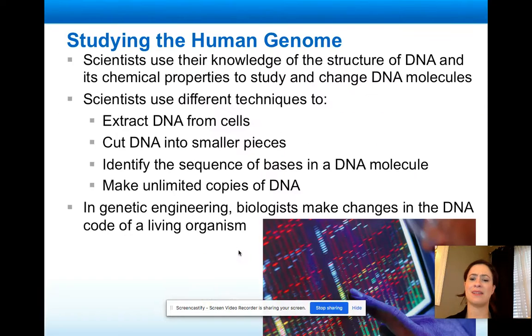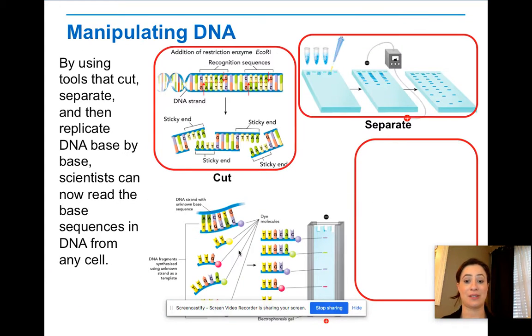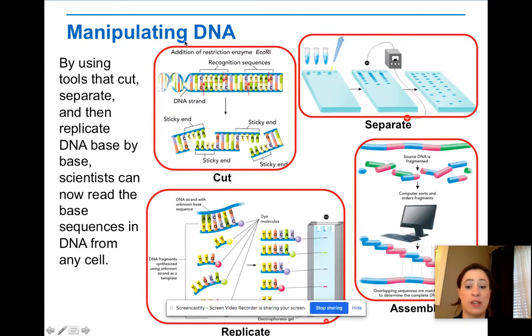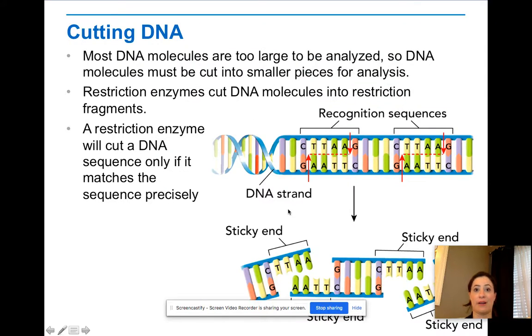Now, DNA is this molecular substance. And if we want to cut the DNA into smaller pieces, how do we do that? How do we manipulate DNA to do what we want it to do? So there are different tools that we can use to cut, to separate, and then replicate DNA base by base in order to read the base sequences in DNA in each cell. It seems impossible at first because we have billions and billions of base pairs, and it does seem like a lot, but we are able to do it.